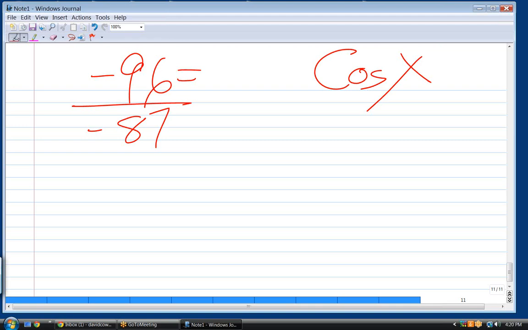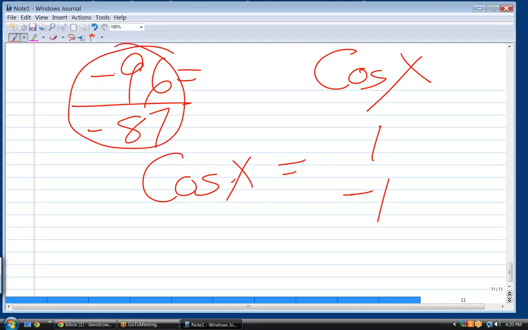Your calculator coughed. Why is that? Because the numerator is higher than the denominator. There you go. In other words, cosine of x has to always be between 1 and minus 1. And this number is greater than 1. When you get that, what it's telling you is that you have an impossible triangle.